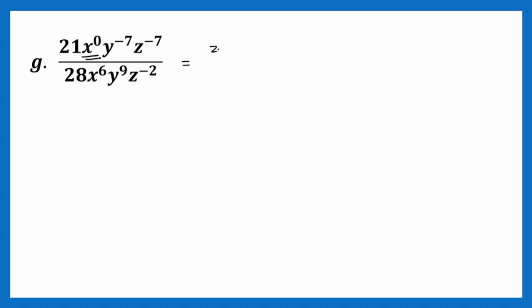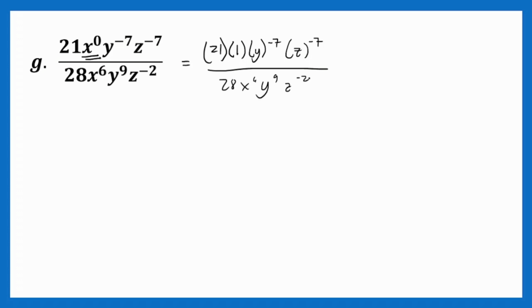Ganto. So, 21 times magiging 1. Naka-times ito. Magiging 1 yung x raised to 0, kaya nawala na siya dito. Tapos, copyin mo yung iba. Y raised to negative 7. Tapos, z raised to negative 7 over 28, x raised to 6, y raised to 9, z raised to negative 2. Ayan. So, ito na yun. Naging 1 lang yung x raised to 0. Kasi nga, ganun ang ginagawa kapag may zero exponent. Tapos, this will not affect naman the value nito. Kaya, copyin ko lang to. Ito, saka ito. So, magiging siyang ganito. 21, y raised to negative 7, z raised to negative 7 over 28, x raised to 6, y raised to 9, z raised to negative 2. Okay, so nawala lang yung x raised to 0.